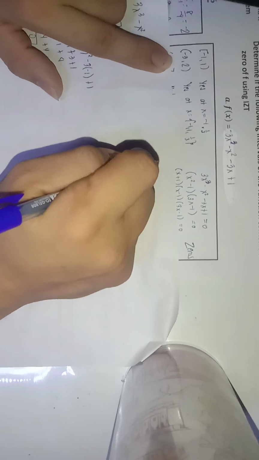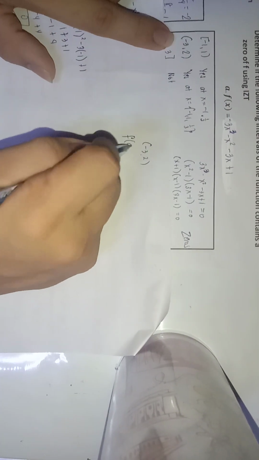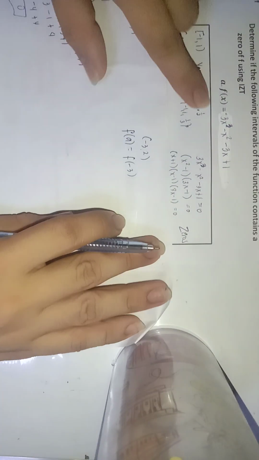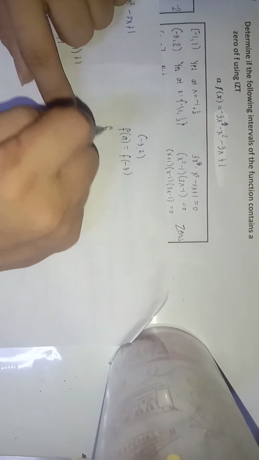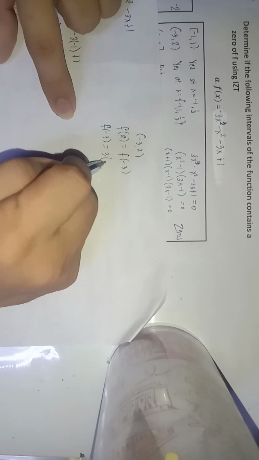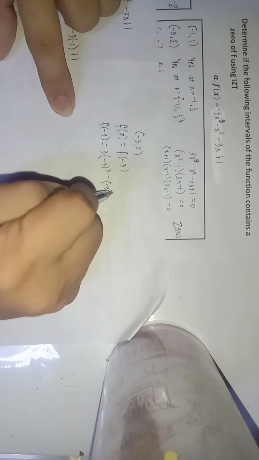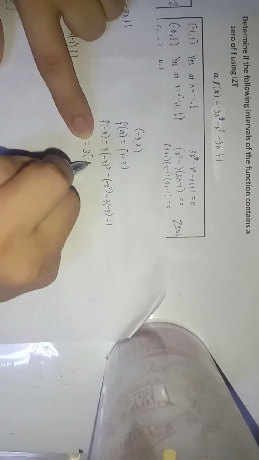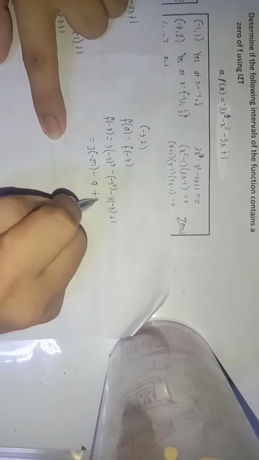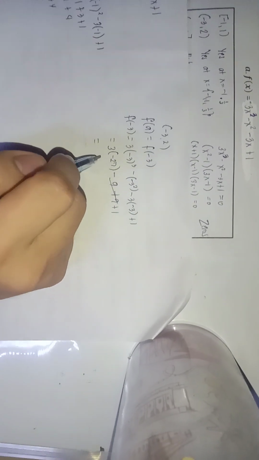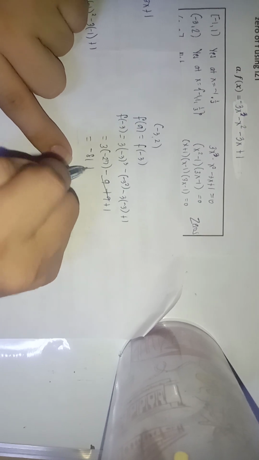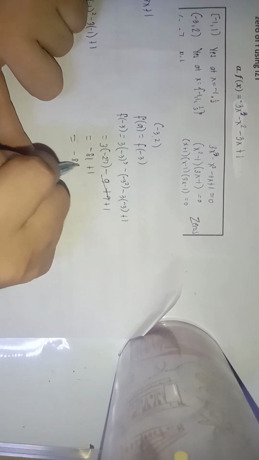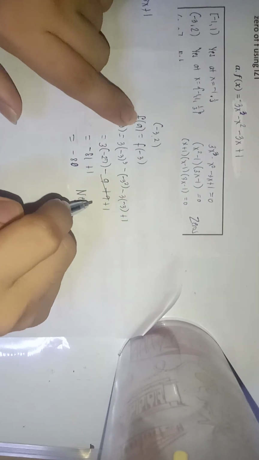Okay? So let's say for example, how about yung interval na ito, interval negative 3 and 2. Check natin. So, f of a natin is equal to f of negative 3. Lahat ng x na nasa equation magiging negative 3. So, f of negative 3 is equal to 3 times negative 3 cubed minus negative 3 squared minus 3 times negative 3 plus 1. We get 3 times negative 27, negative 9 plus 9 plus 1. So, cancel here. So, 3 times negative 27 is negative 81 plus 1. We get negative 80. Okay?